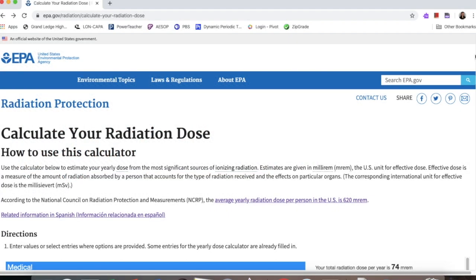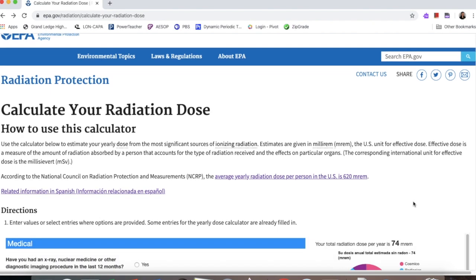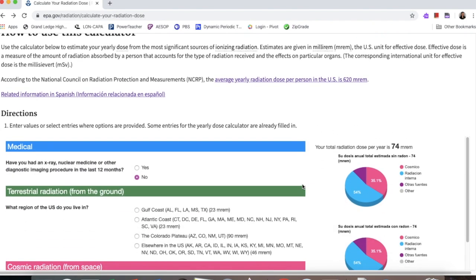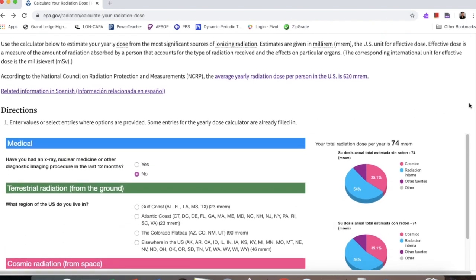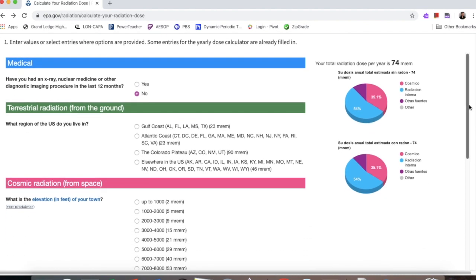So this is the EPA's website, and this is their calculator for calculating your yearly radiation dose. All of the radiation is in millirems. And we're just going to go through and look at the questions that they have here. And since it's just the start of 2020, we're going to do this for my 2019 year. So first one is from medical. Have you had an X-ray or nuclear medicine or other diagnostic imaging procedure in the last 12 months?